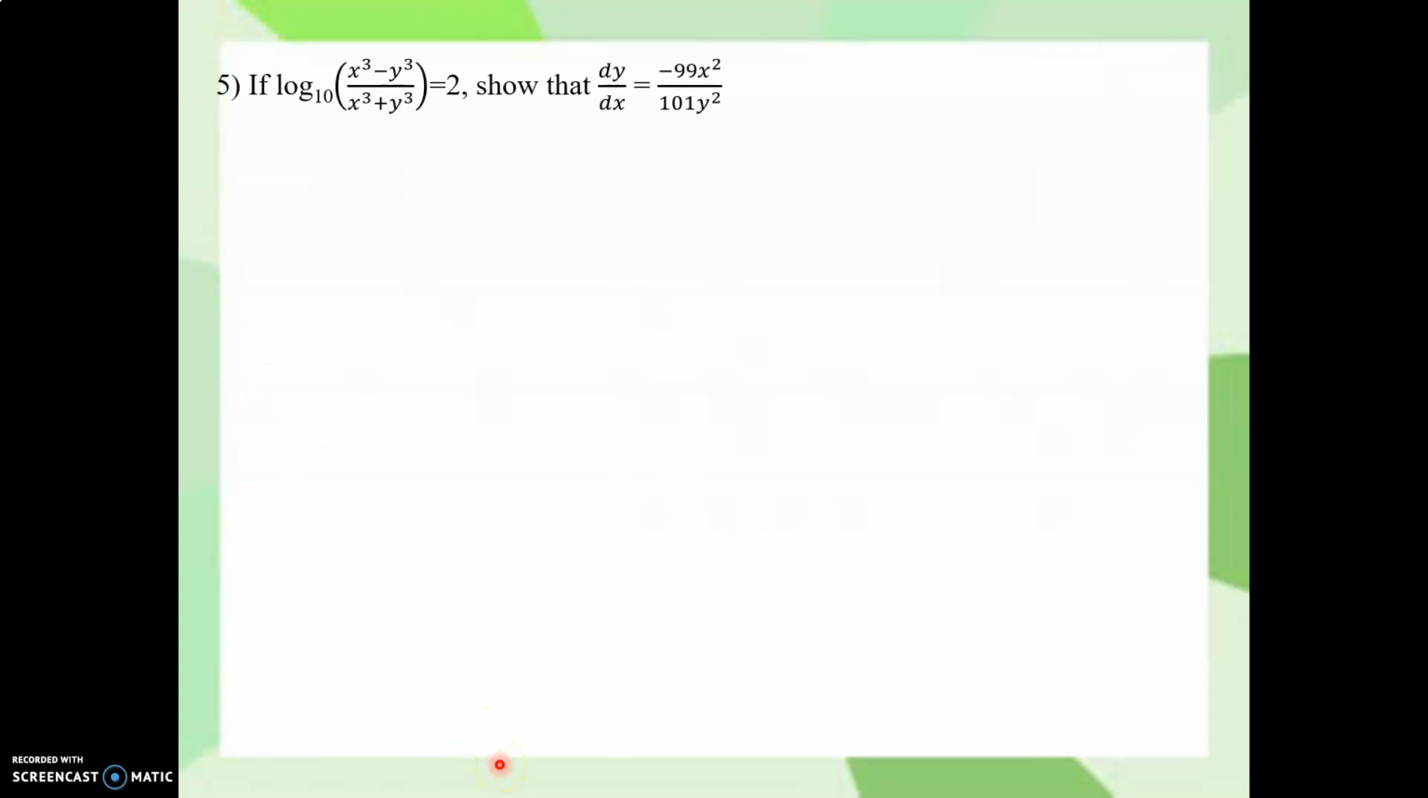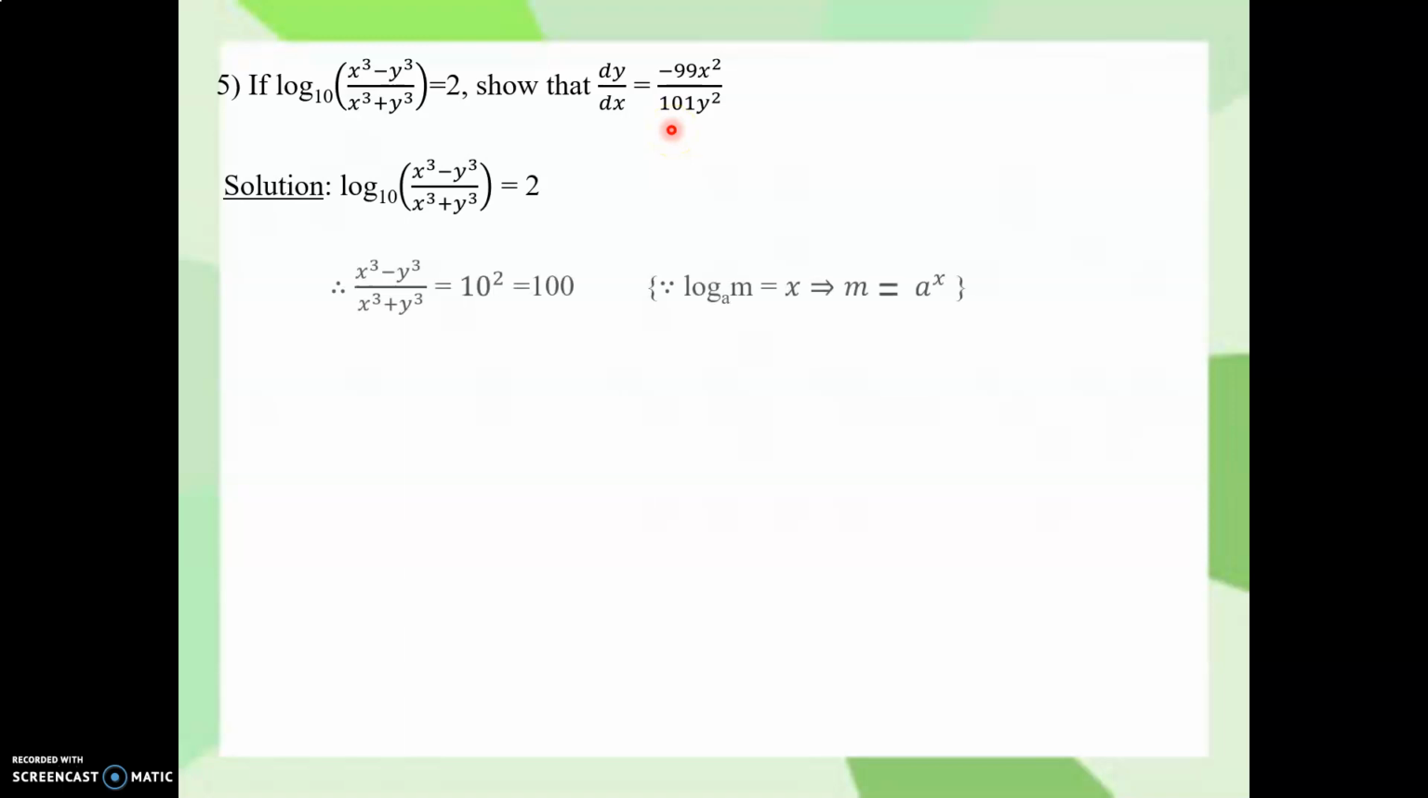Next question is, if log of (x^3 - y^3)/(x^3 + y^3) to the base 10 is equal to 2, show that dy/dx is equal to -99x^2 / 101y^2. So the given question we have written like this. Now (x^3 - y^3)/(x^3 + y^3) is equal to 10^2 equal to 100.